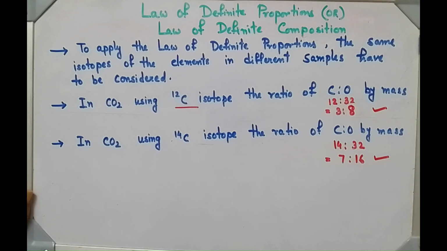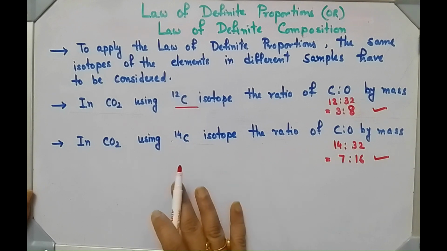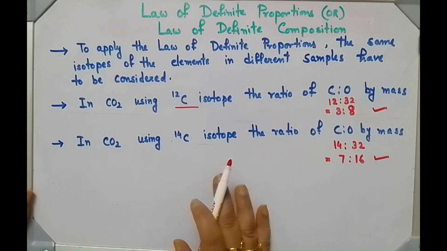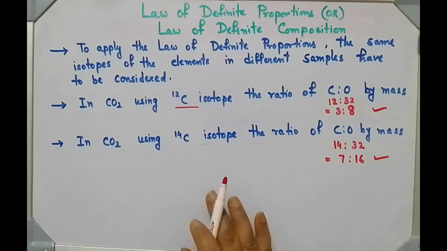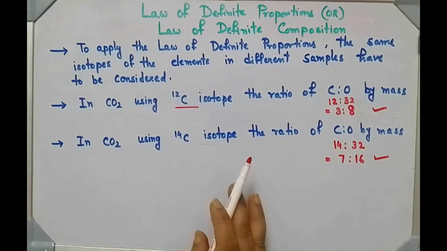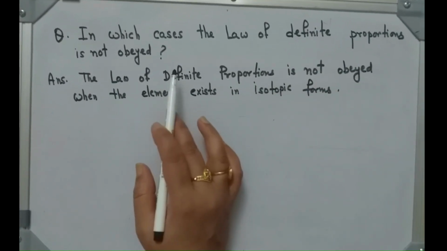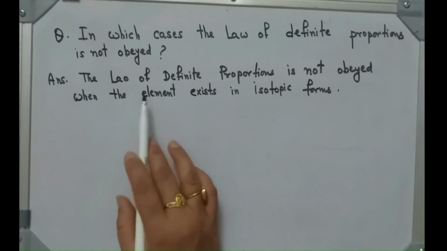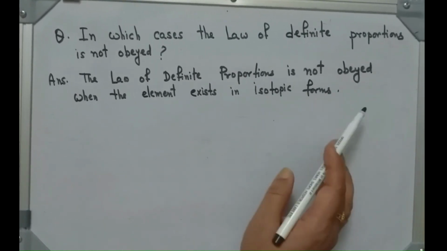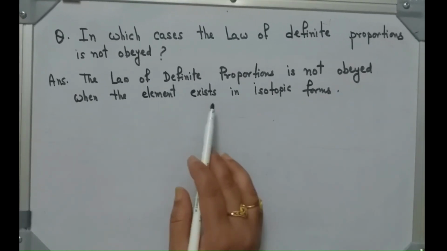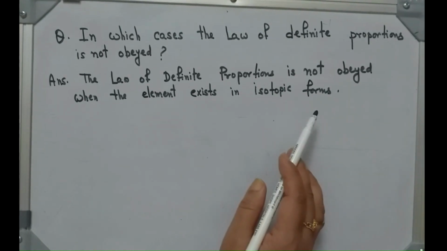So if someone asks you in which case the law of definite proportions is not obeyed, you have to answer: the law of definite proportions is not obeyed when the element exists in isotopic forms.